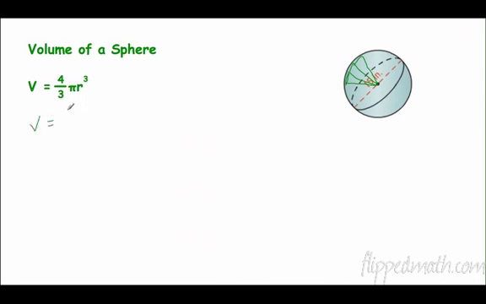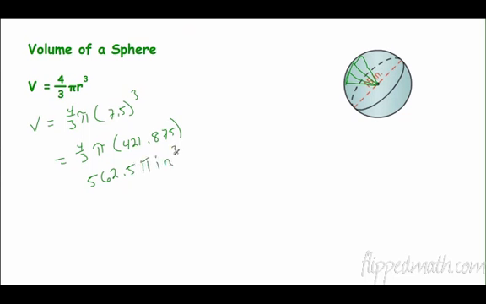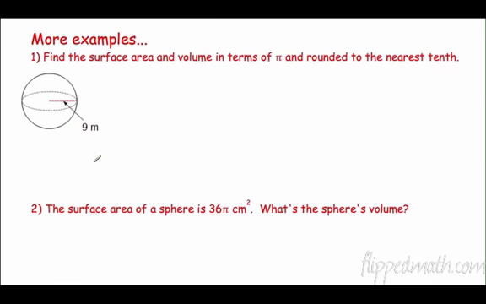So let's find the volume. 4/3 pi r cubed. The diameter is 15, so the radius is 7.5 to the third. So 4/3 pi times 7.5 to the third, which is 421.875. Multiply that by 4/3 and you get 562.5 pi inches cubed. Remember, volume, cubic units. Area, squared units.